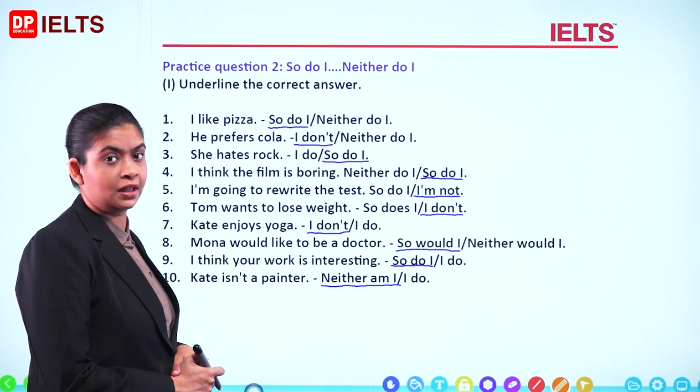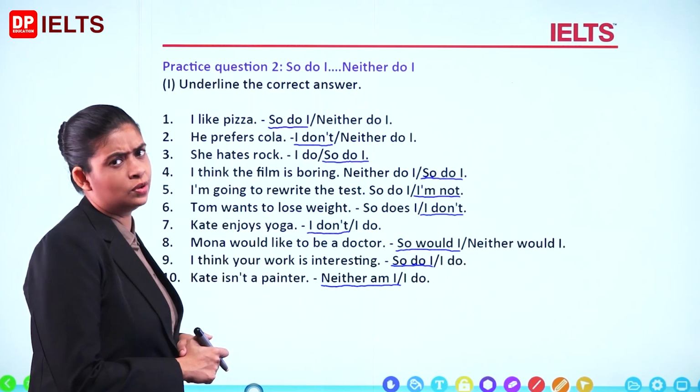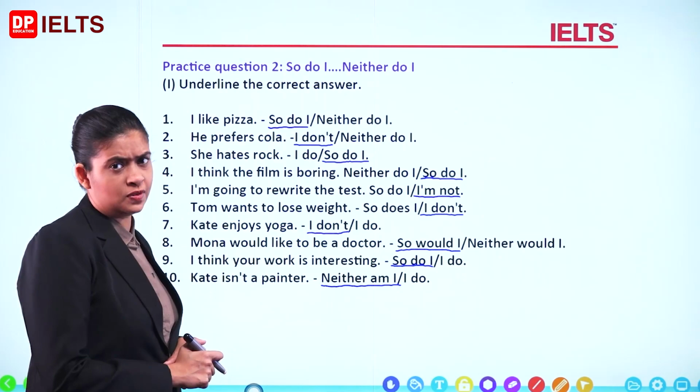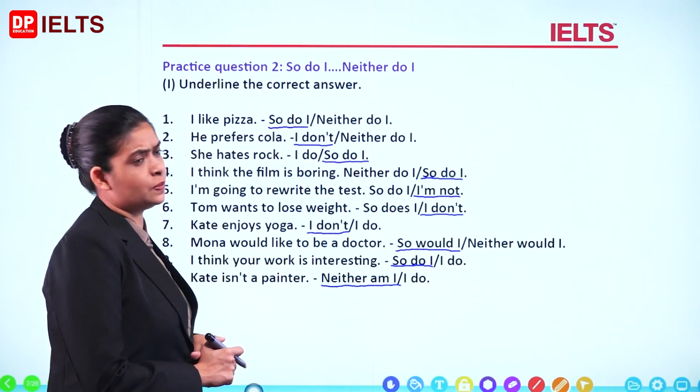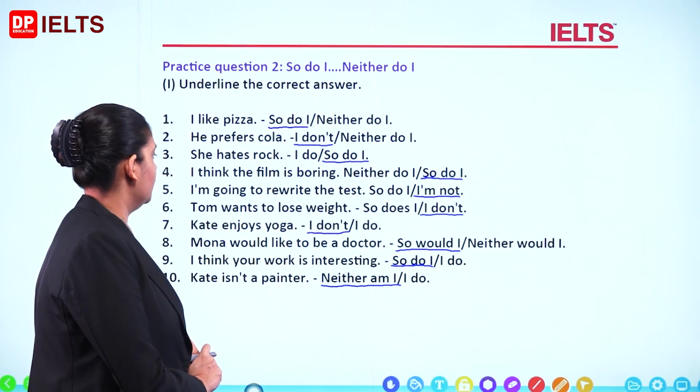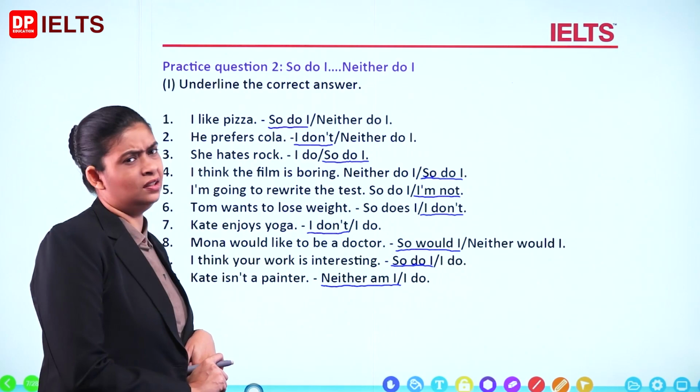He prefers cola. I don't. She hates rock. So do I. I think the film is boring. So do I. I'm going to rewrite the test. I'm not going to do it.